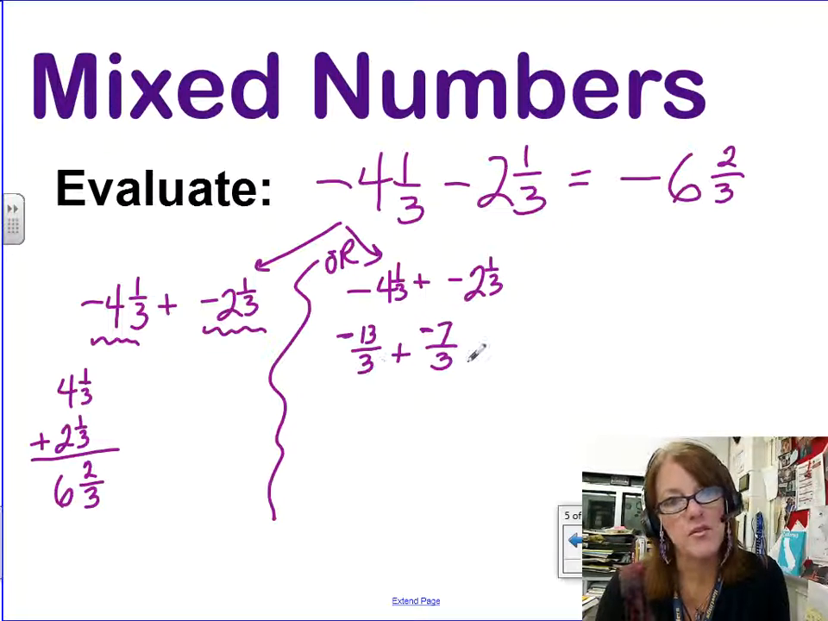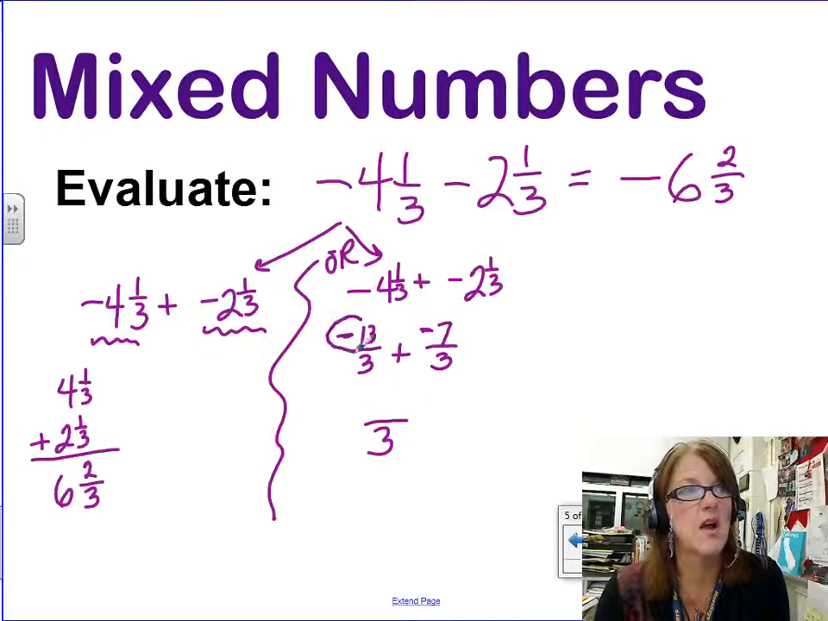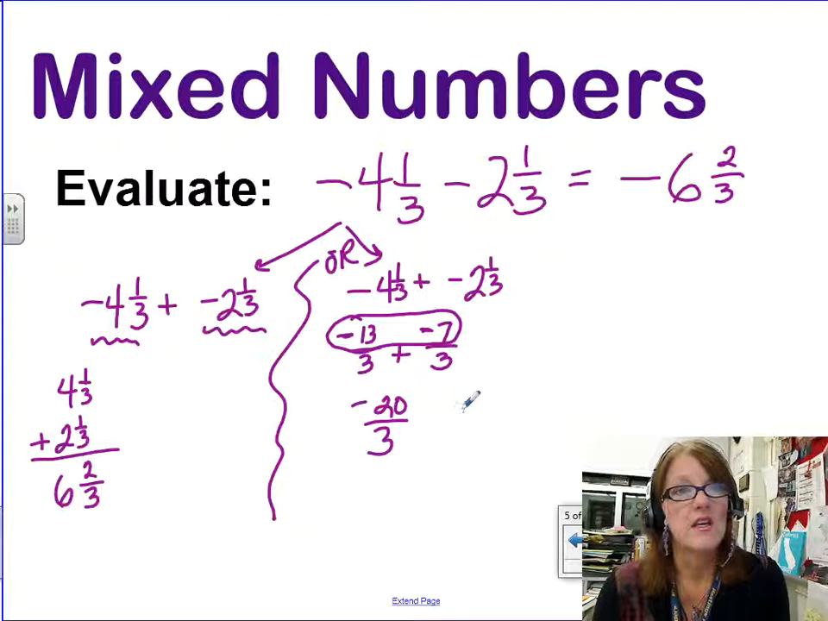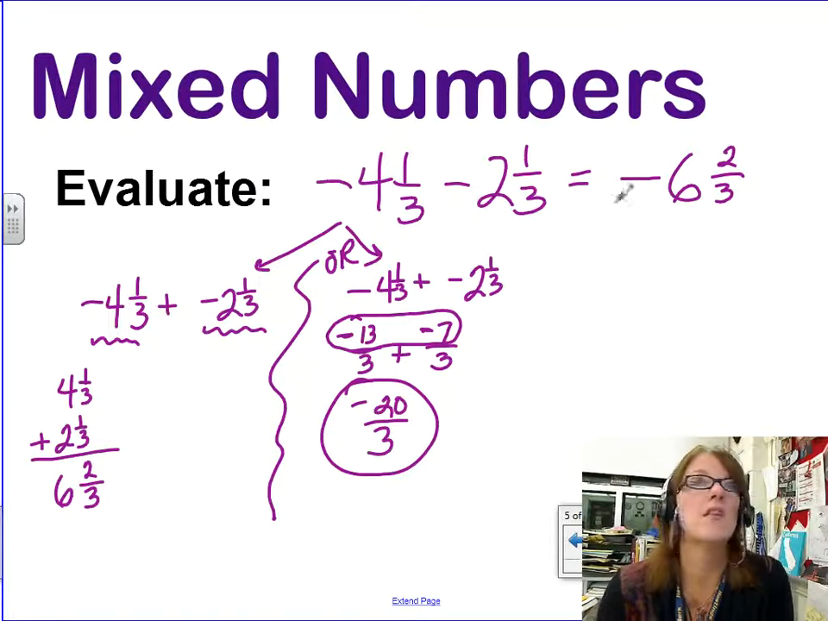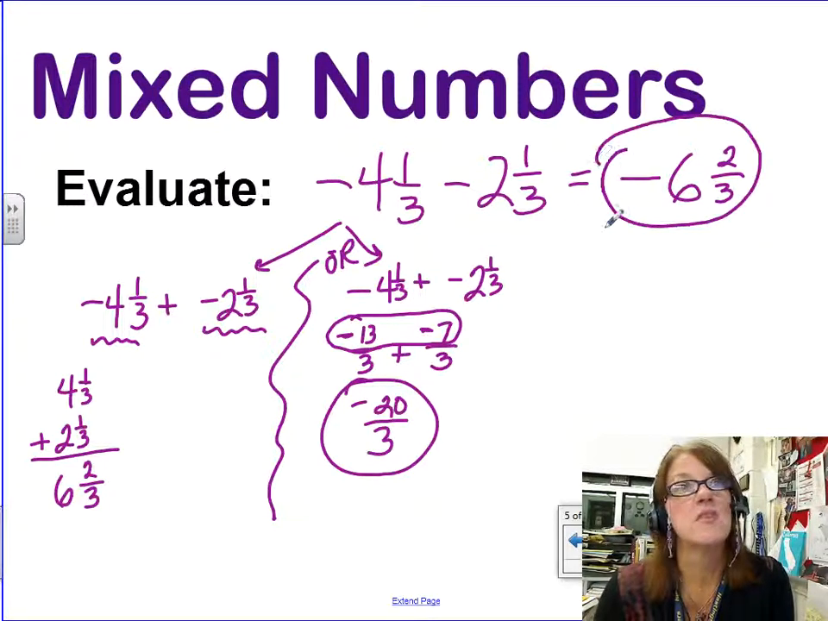Now that I have thirds, I know my answer is going to be in thirds, and it just becomes a problem of adding the numerators. Negative 13 plus negative 7 is negative 20. Okay, now really in algebra, I'm kind of okay with you leaving your answer this way as long as it's simplified, meaning there's no common factors. I'm okay with negative 20 thirds, but you can also turn it back into this, which would be negative 6 2/3. I would accept either answer.